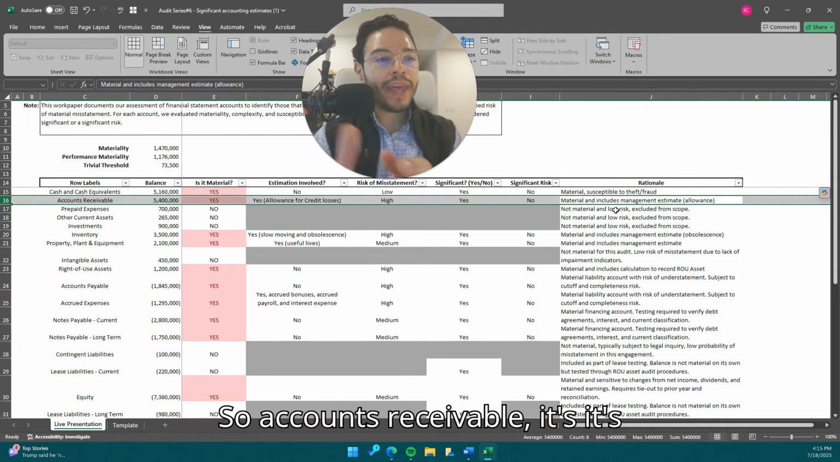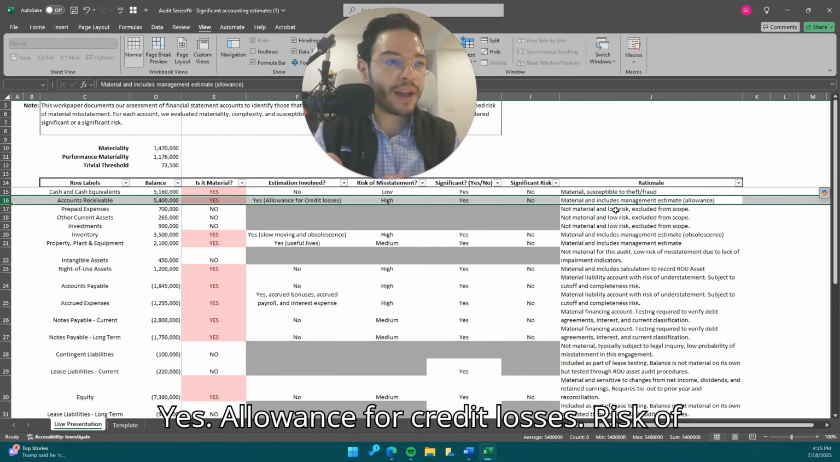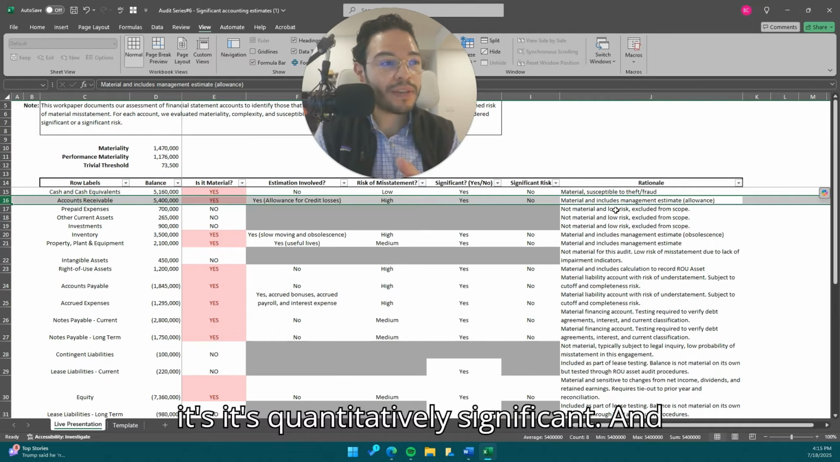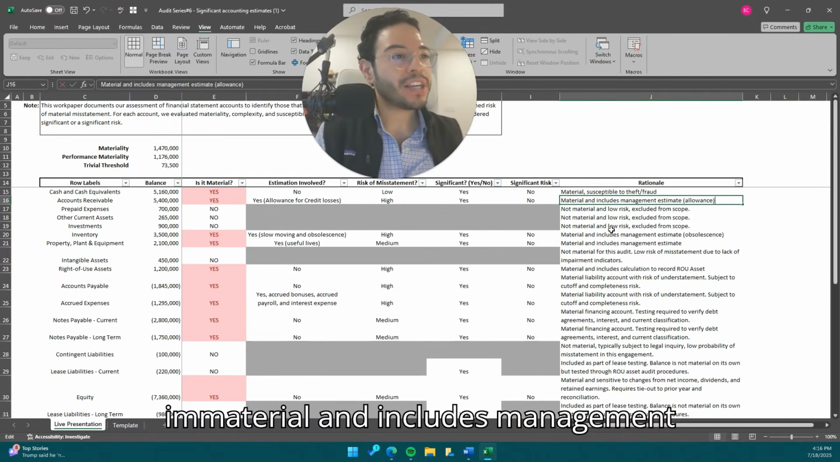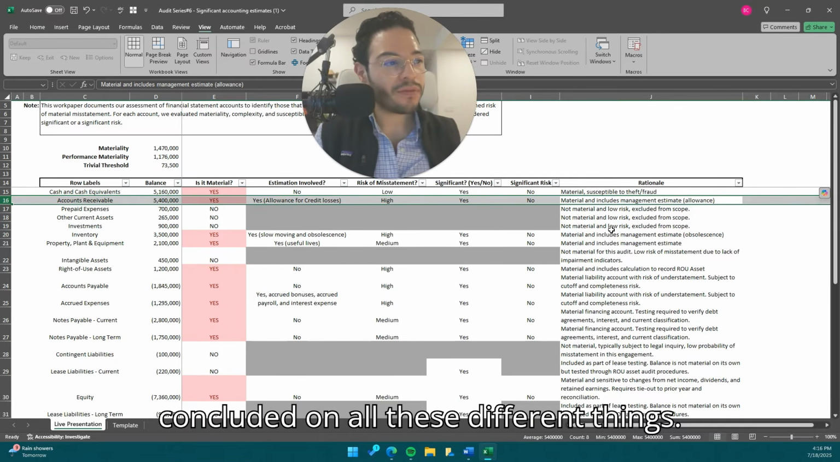So accounts receivable, it's material. Is there an estimate involved? Yes. Allowance for credit losses. Risk of misstatement, it's high. Significant? Yes, it's quantitatively significant. And is there a significant risk? No. And it includes a management estimate. That's essentially our documentation and our rationale why we concluded on all these different things.